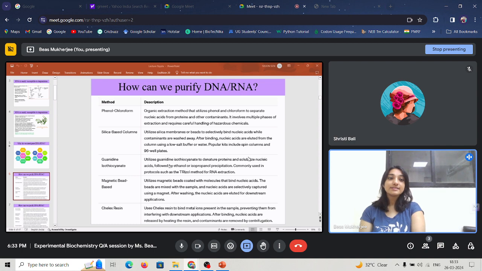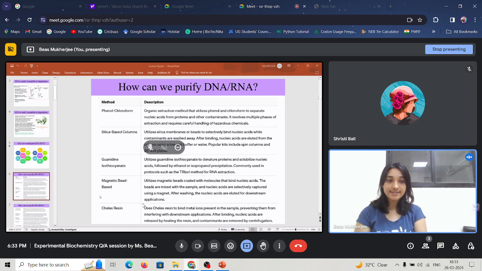Okay, then there is magnetic beads. So what happens here is that certain magnetic beads coated with molecules that bind to nucleic acid are added in, and then these nucleic acids bind to the beads, and they are selectively captured using a magnet. After washing, the nucleic acids are eluted for downstream application.